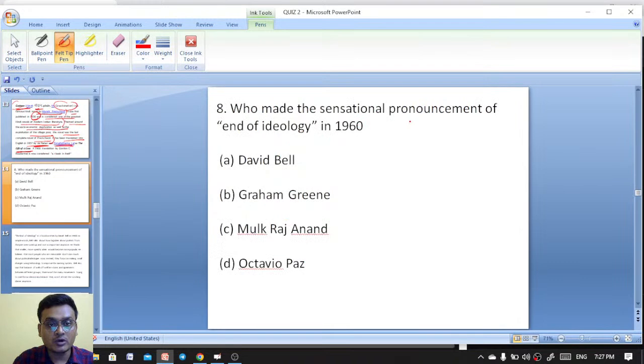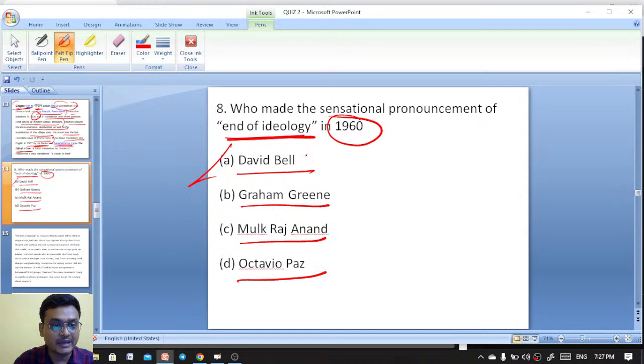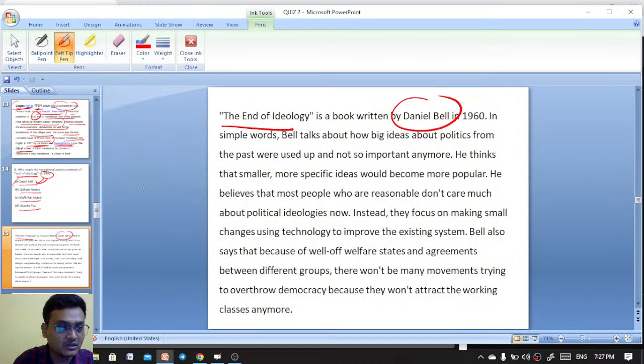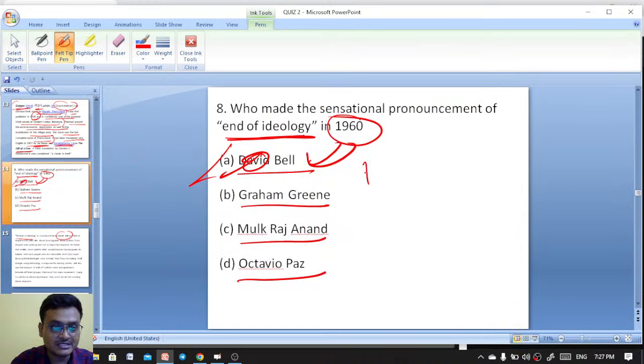Who made the sensational pronouncement of the end of ideology in 1960? David Bell, Graham Greene, Mulk Raj Anand, Octavio Paz. The End of Ideology is a book written by Daniel Bell. It is Daniel Bell, not David, it is Daniel. And the name of the book is here.